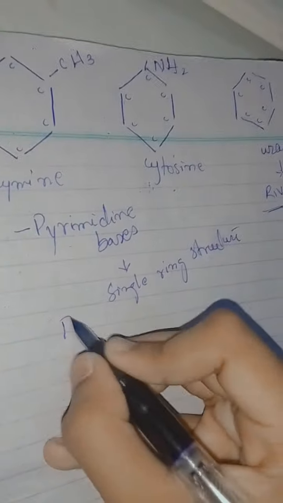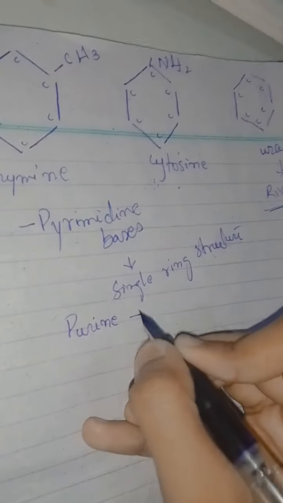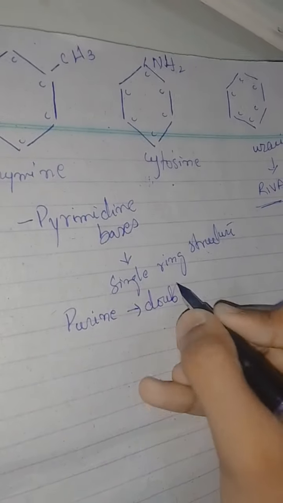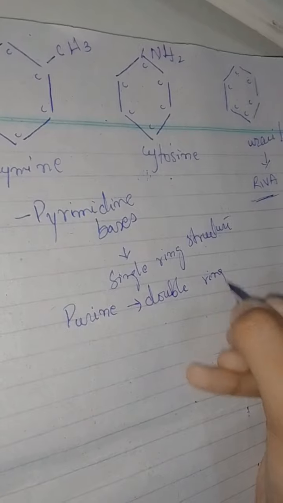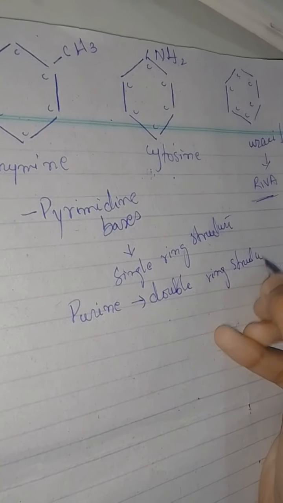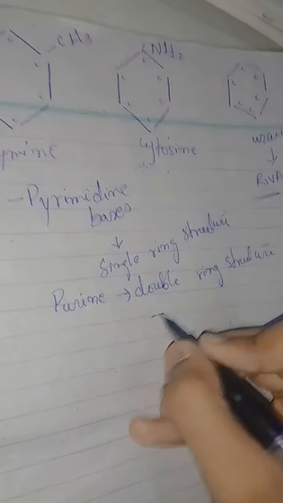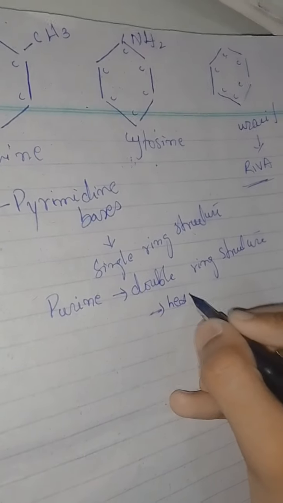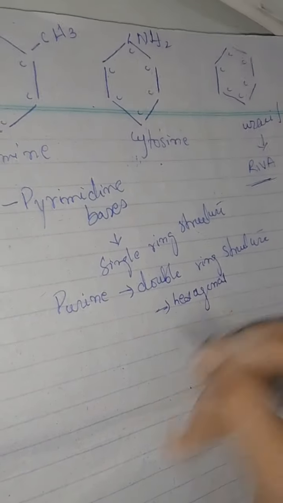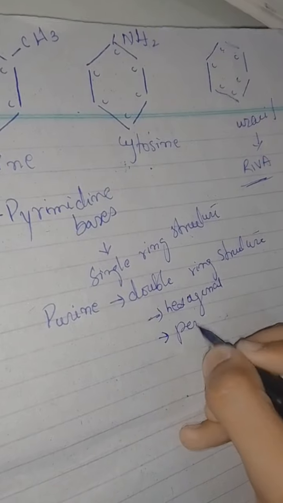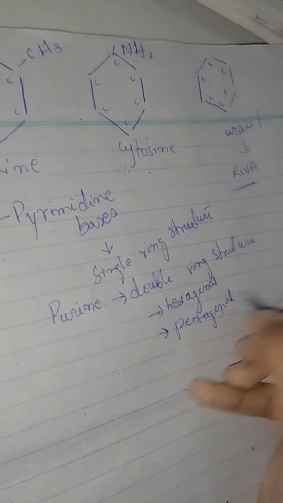And purine bases have a double ring structure. The first ring will be hexagonal and the second ring will be pentagonal.